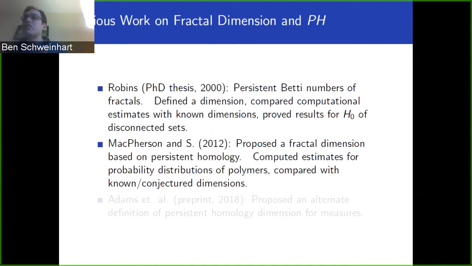So this dimension actually is related to the dimension I'm going to propose today. The dimension I'm going to propose today is a little different. It actually gives an upper bound for the dimension I proposed in the earlier paper, and I can say a little bit about that at the end of the talk if people would like to see that.